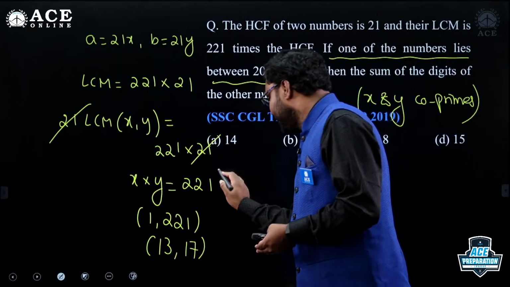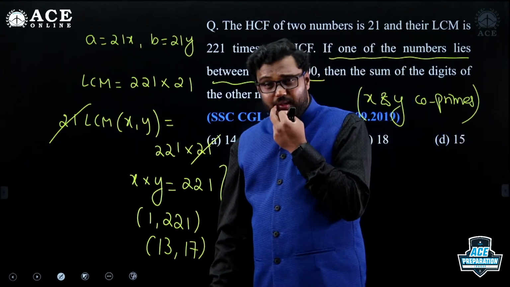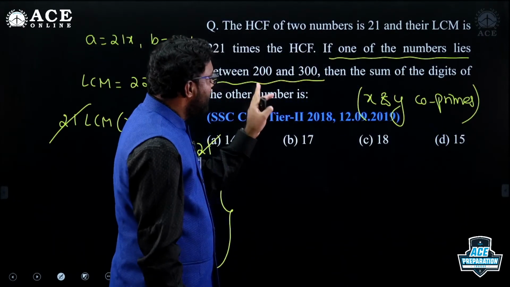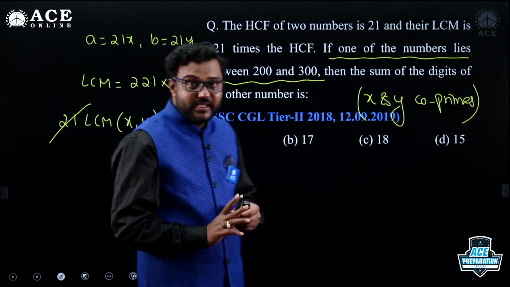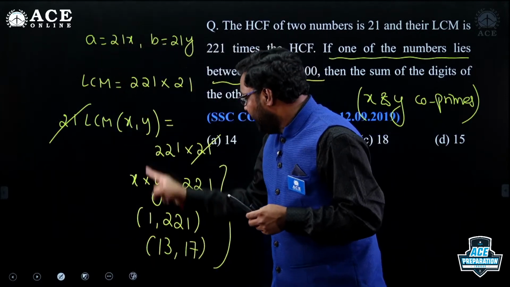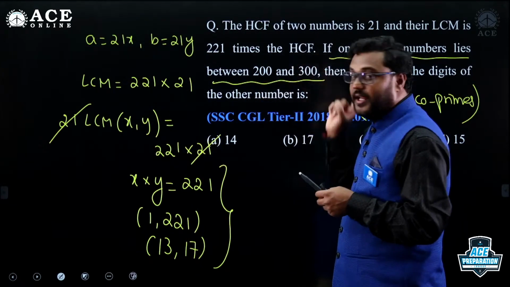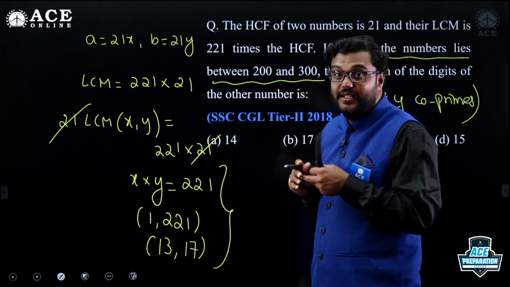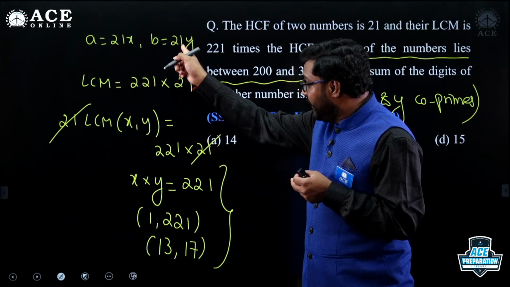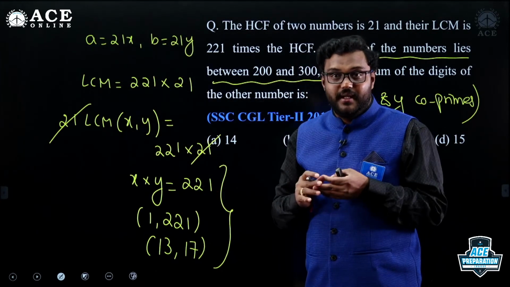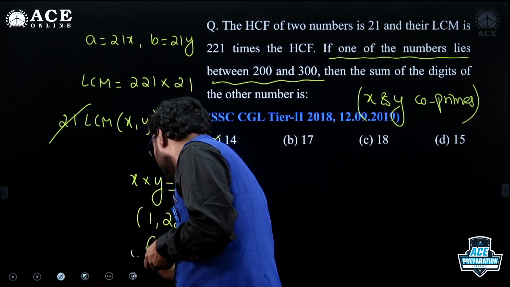Okay, but see, these are the two pairs of values satisfying the product. But now to sort it out, they have given that one number lies between 200 and 300. Now listen, suppose you go with the first pair, my dear friends: the first number is 21 into 1, the second number is 21 into 221, which is a big number. It does not lie between 200 and 300. We need the number to lie between 200 and 300. So the pair they are discussing is the second pair only.